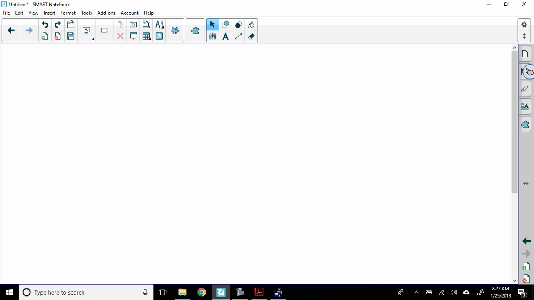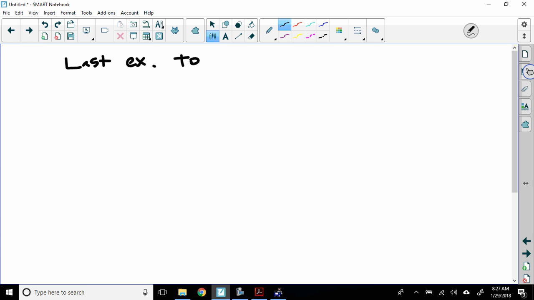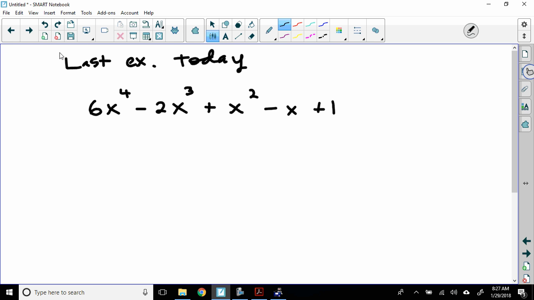So here's our last example of the day. We're going to take something like 6x to the 4th minus 2x cubed plus x squared minus x plus 1, and we're going to divide it by 2x minus 1.